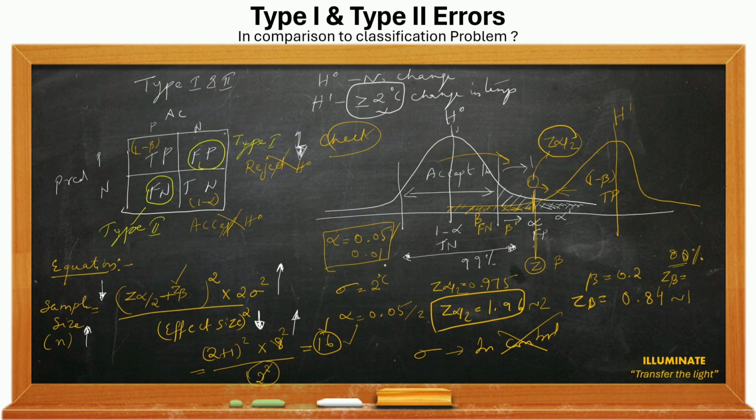So this is how we are covering type 1 error and type 2 error, how they affect the test, and what parameters are important when we decide on testing all of this.